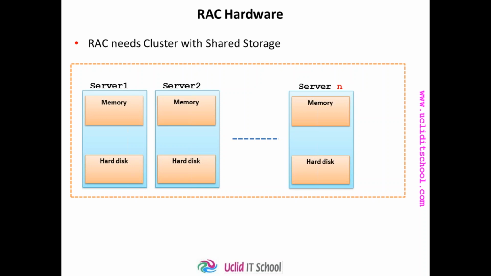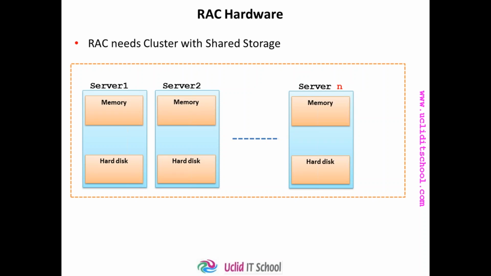That is up to 11G. In 12C, the story is different. 12C introduced a new type of cluster called flexi cluster. In flexi cluster, a cluster can have more than 100 servers. Probably you can have thousands of servers.